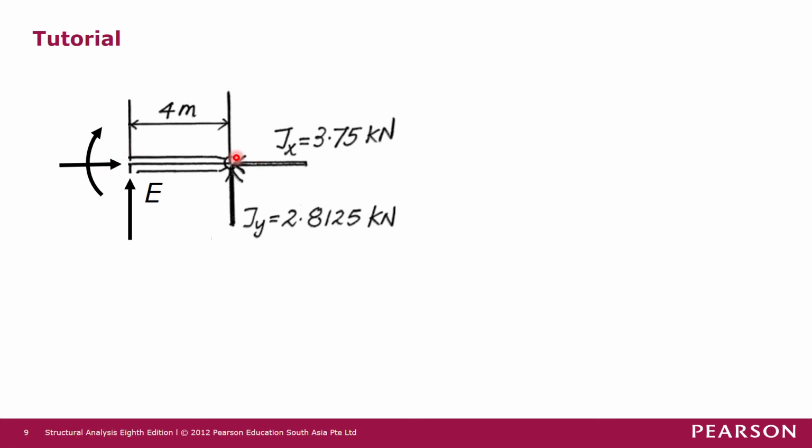So this is joint J. Just now we already cut across a section at E. E is a fixed joint, so there are three reactions. So we have EY, EX, and ME. This ME is also assumed in the positive bending moment direction.